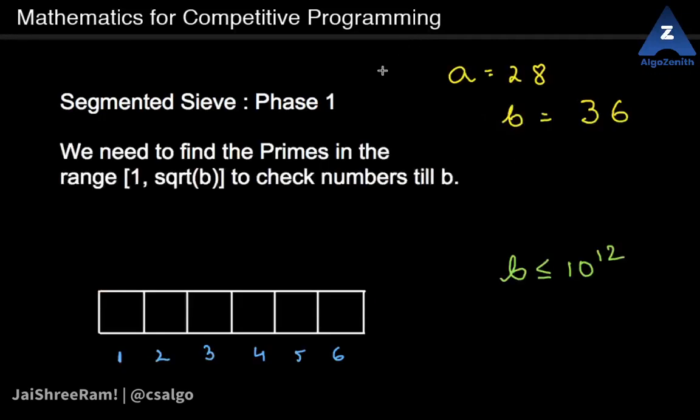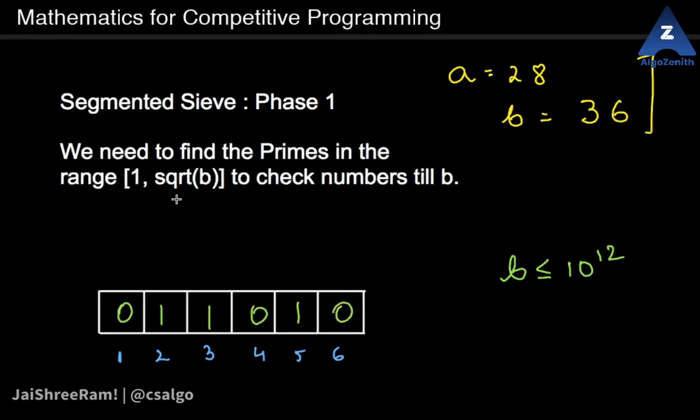So now we will talk about the segmented sieve idea, where we divide the process into two phases. Let's say we want to find the primes in the range 28 to 36. In general it would be up to 10 to the power 12, but for understanding the algorithm, we just take the smaller range of 28 to 36. So first we find out the primes in the range 1 to square root of b. Over here b is up to 36, so we will find the primes up to 6. So this is not prime, this is prime, prime, this is not prime, this is prime, prime.